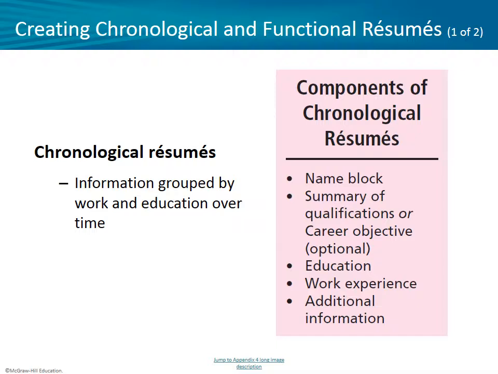One recent survey showed that 75% of hiring managers preferred them, whereas 17% preferred the functional and 8% had no preference. So you would start with your name block, summary of your qualifications or your objective, your education in chronological order, no high school, your work experience starting from your newest job to the oldest, and then additional information such as activities and achievements.